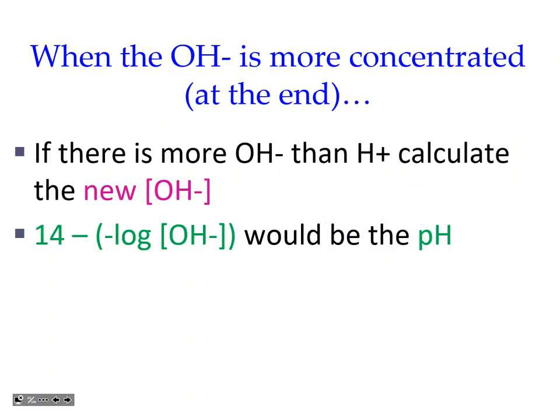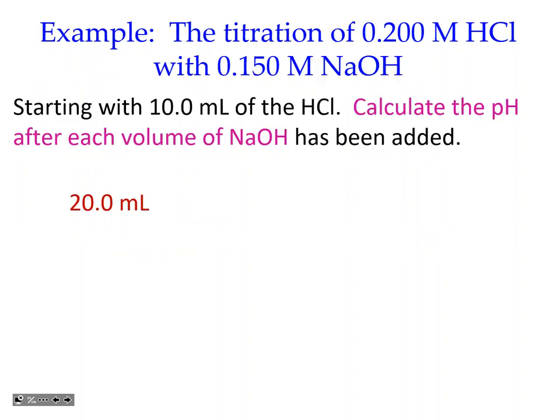Now let's talk about excess. Getting past the equivalence point, because now we're going up to the top part of the curve. There is more hydroxide than there is hydrogen. So now we have to calculate the new concentration of the hydroxide, which means we're going to have to factor in how many moles are left and what is the new volume at this point. Then you can do 14 minus the negative log of hydroxide to get your pH. All right, let's do it.